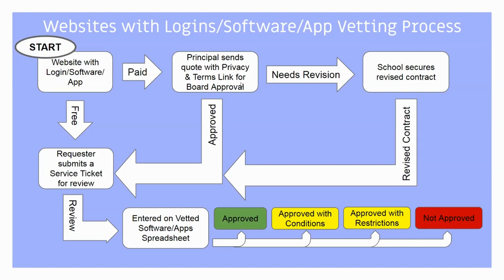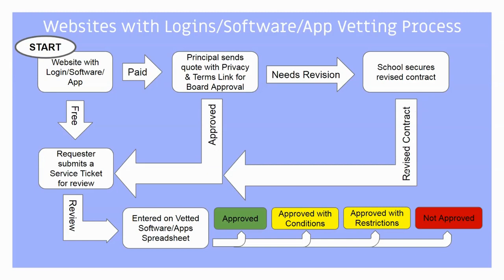The board attorney then reviews that quote or contract and the privacy policy and the terms of use, and will either approve it or indicate any revisions. If it needs revision, the board attorney will indicate that, and the school secures that revised contract. It is not the district's responsibility, it is the school's responsibility to get that revised contract. An example would be indemnity. Many times the contracts expect the school district to self-indemnify. We cannot do that. So that clause has to be removed, and it's the responsibility of the school to secure that contract without the clause.